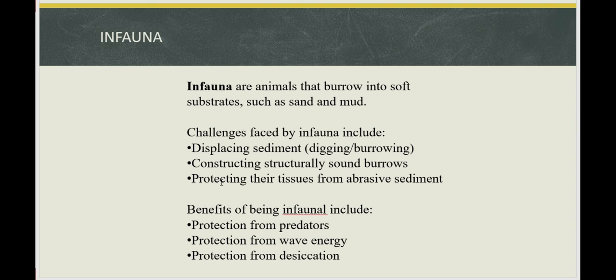So you have to be very, very well adapted to that. But there are a lot of benefits to being infauna. You can protect yourself from predators, you can protect yourself from wave energy, and it's really nice when the habitat drains out because of low tide, you are protected from desiccation, because inside the bottom, it's very, very cool and moist.